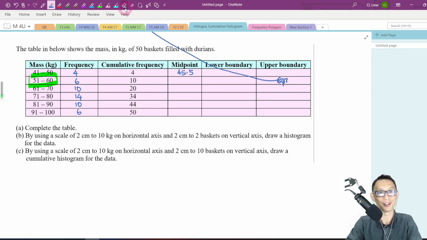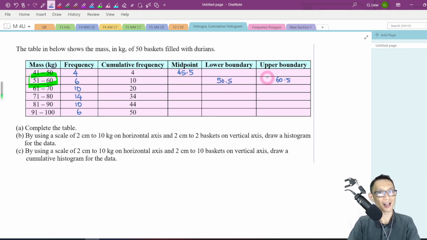Oh, sorry. Let me write again. 60.5. So this is 60.5. How do we get 60.5? 60 plus 61 divided by 2. So how do we get the lower boundary? 51 plus 50 divided by 2, which is equal to 50.5.